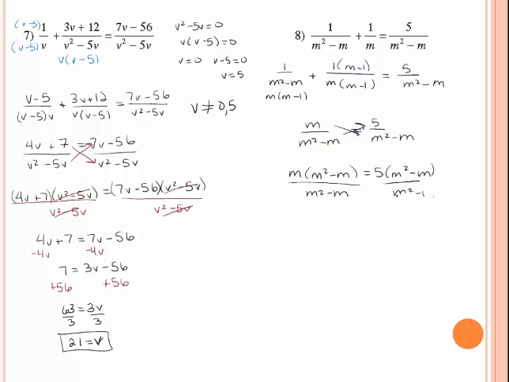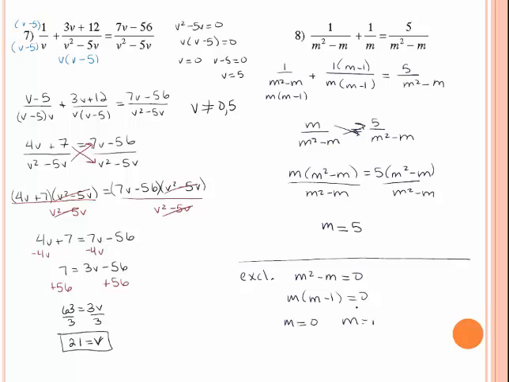Now to check my excluded values, I would set m squared minus m equal to 0. That would give me m times m minus 1 equals 0. So m would be 0 or m would be positive 1. So this is what m cannot equal. And since 5 is neither a 0 nor a 1, this is a valid solution.